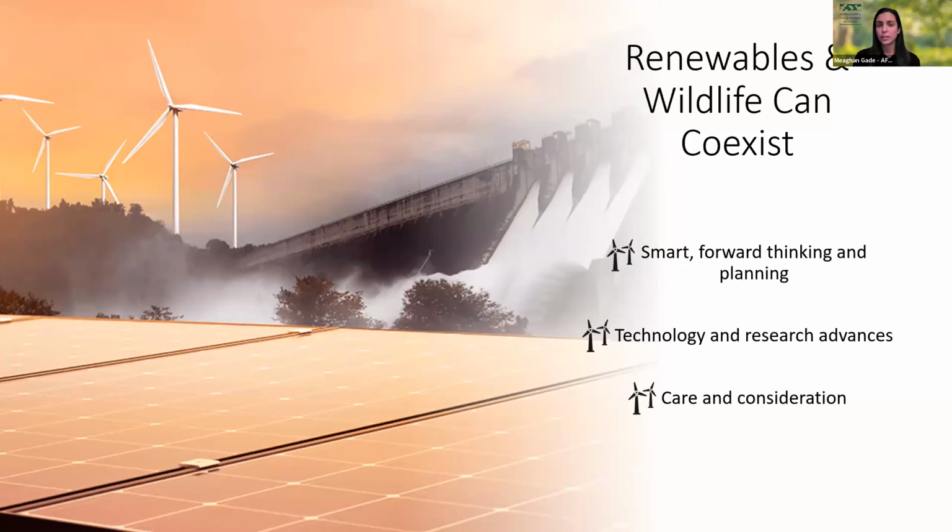We can think about putting renewables on the landscape in a smart, forward-thinking way that's going to promote and minimize wildlife conflict. We need technology and we need research advances, so that turbine that I just showed you, that's an incredible technological advancement that's going to really promote a lot of safe fish passage in the future. And really, we just need to have general care and consideration for our wildlife and our wild lands.